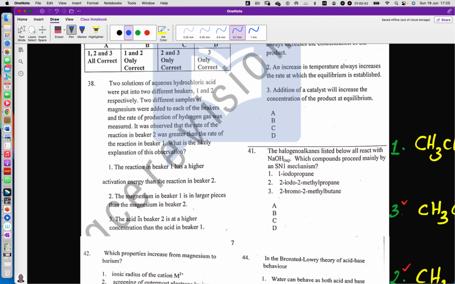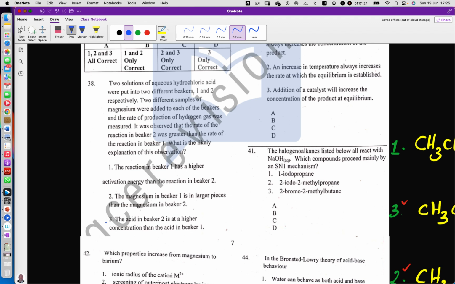The larger piece here will instead slow the reaction. So 3, the acid in beaker 2 is at a higher concentration than the acid in beaker 1. That's the only answer, because 1 does not tally with rate of reaction, and 2 does not tally with rate of reaction. So it's only 3 that tallies with the rate of reaction. The only answer is 3, and 3 is D. So for question number 38, the answer is D.